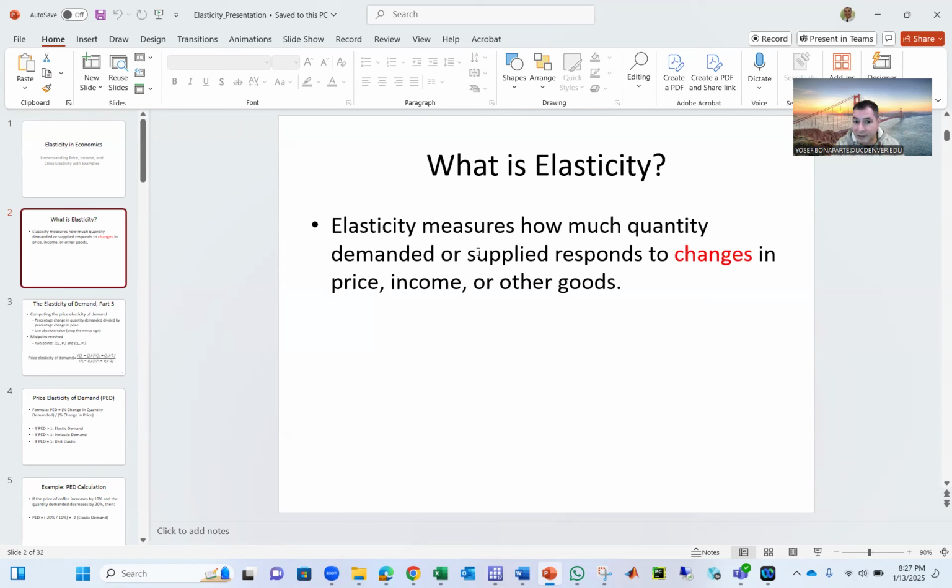How do we define it? Elasticity measures how much quantity demanded or supplied responds to changes in the price, income, or other goods. A change in the price, income, government policy, or a shake-up in raw materials becoming more expensive. Tariffs, import, export, and subsidies impact prices, and therefore we need to think about elasticity.